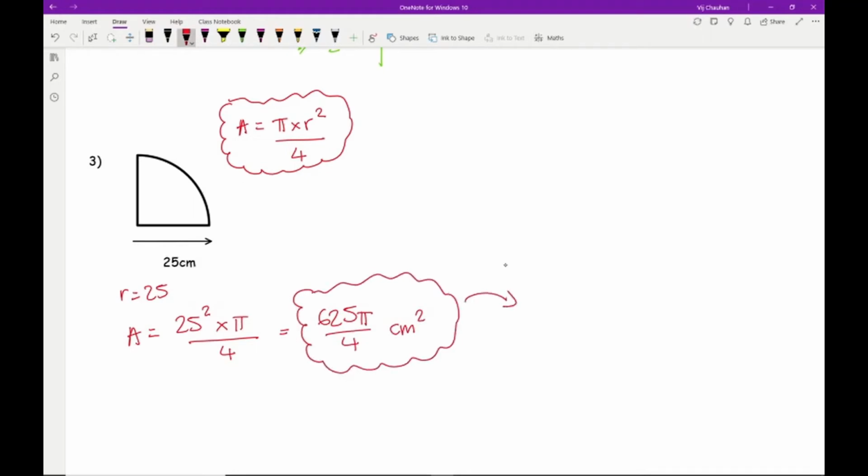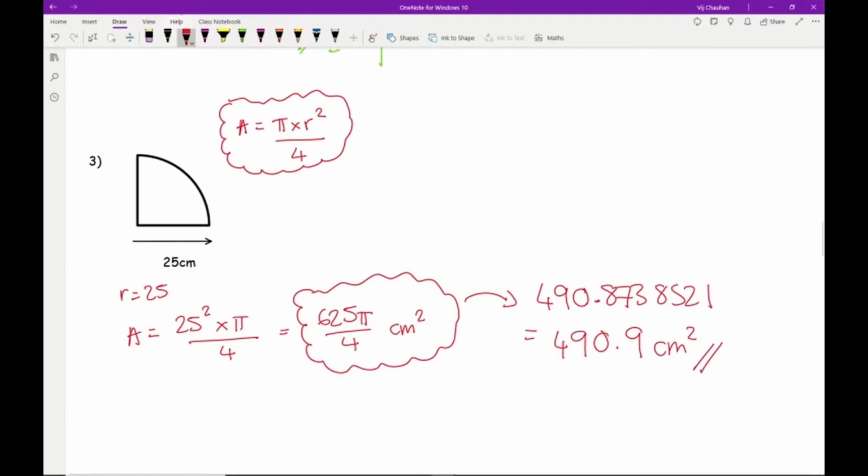Or what I could do is work that on my calculator. So 625 pi divided by 4 gives me an answer of 490.873851, which rounded up gives me 490.9 centimetre squared. And there is your final answer.